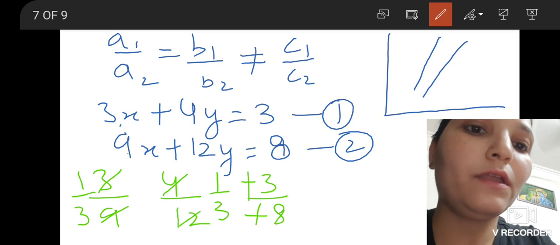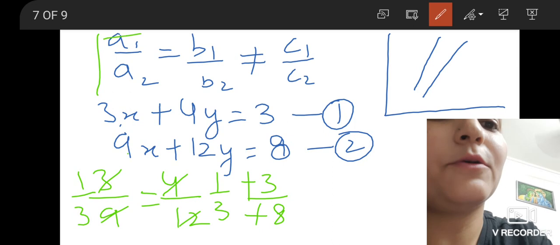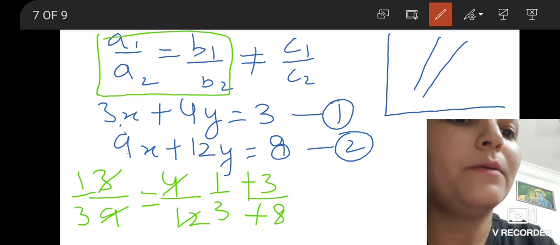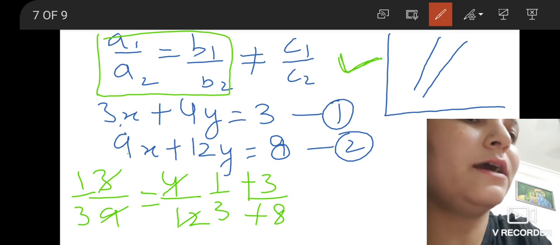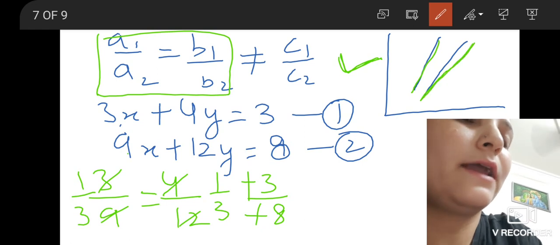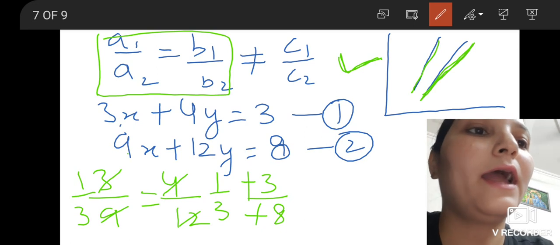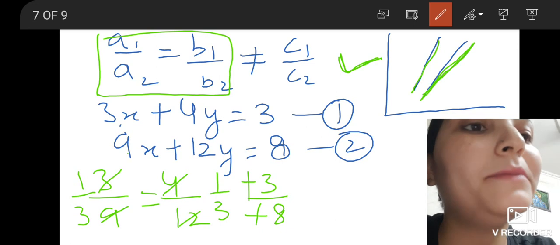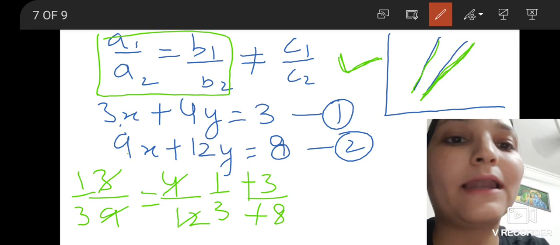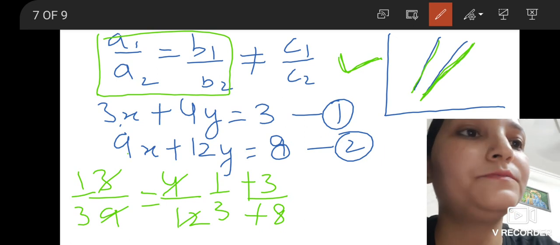So you can see easily that a1 upon a2 is equal to b1 upon b2 but is not equal to c1 upon c2. If this condition holds, that means these lines are parallel, they will never meet each other, and it has no solution. Since they are not meeting at any point, these parallel lines have no solution.